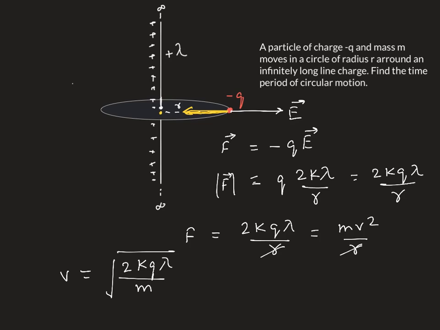Now how do you find the time period? The time period is very simple, T equals 2 pi r divided by v. You will solve for it. That will be equal to 2 pi r root under m upon 2 k q lambda.